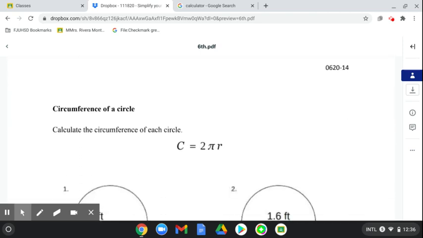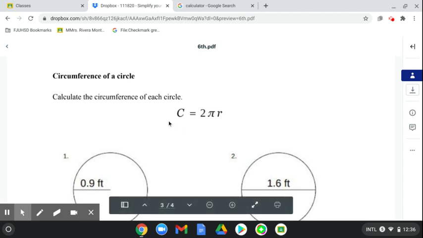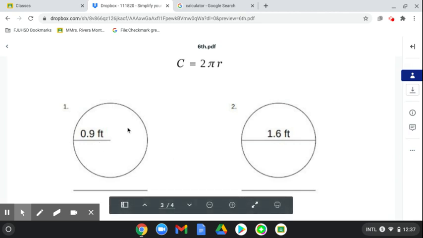The next section is a bit harder. It's calculating circumferences. Now circumference is just 2 pi r, where r is just the radius. So if you look at number 1, the radius is 0.9 feet. All right. So what you want to do is take this 0.9 feet and multiply it by 2. And so you get 1.8.